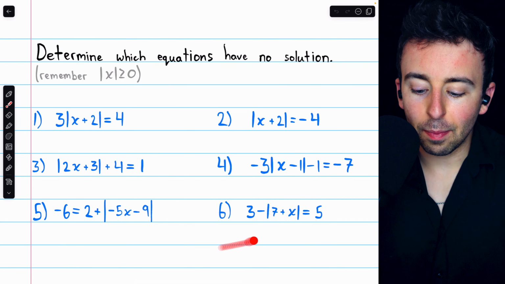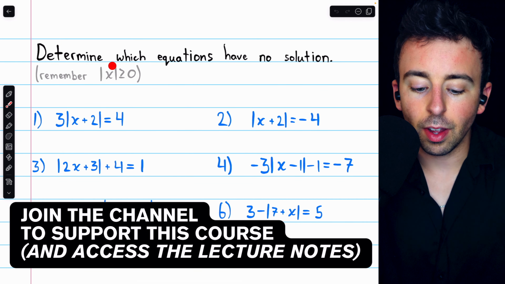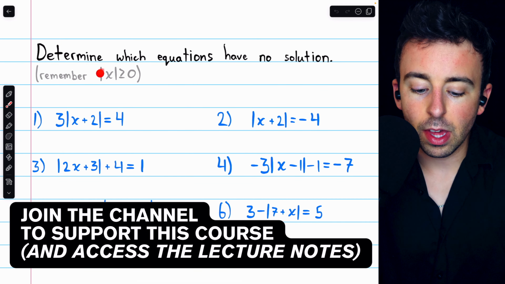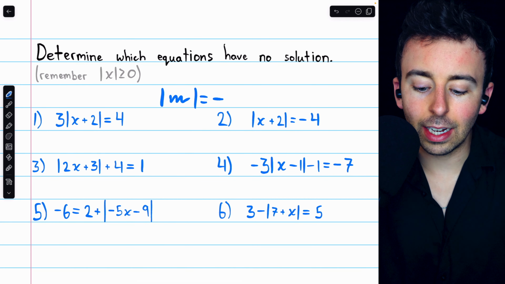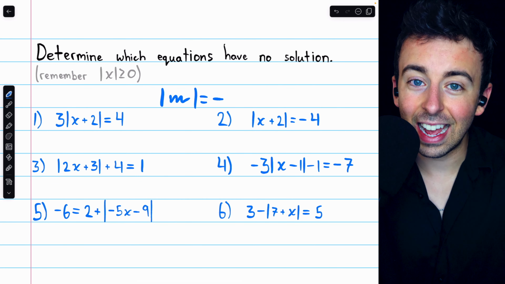Here are 6 absolute value equations. Now, because the absolute value of something is always at least 0, some absolute value equations have no solution. So we're going to look at each of these equations and determine which ones have solutions and which ones don't. Basically, what we're looking for here is if an absolute value expression has to equal a negative number, then we know there can be no solution, because that's not possible.